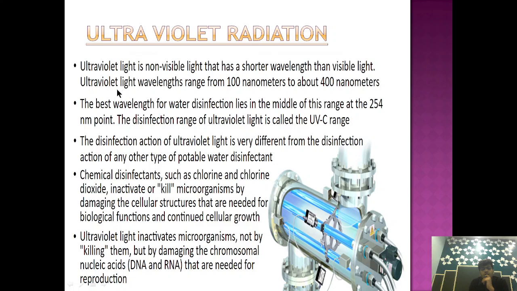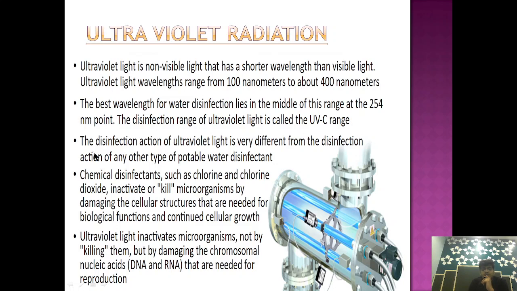The second question is the range. The range of ultraviolet light is 100 nanometer to 400 nanometer. And the third thing is that it is found to be most effective when it is used in the range of 254 nanometer. The best wavelength for water disinfection lies in the middle of this range, at 254. The disinfection range of ultraviolet light is called the UVC range.